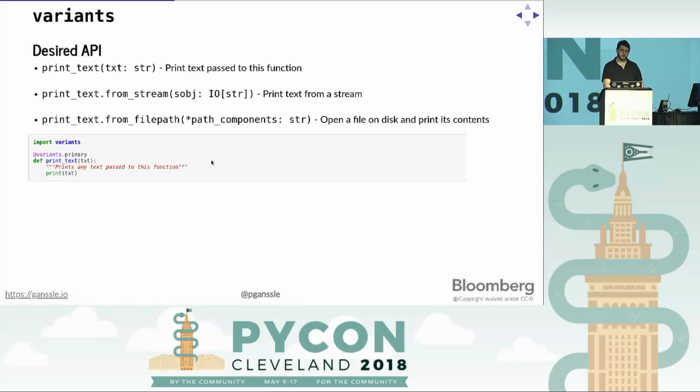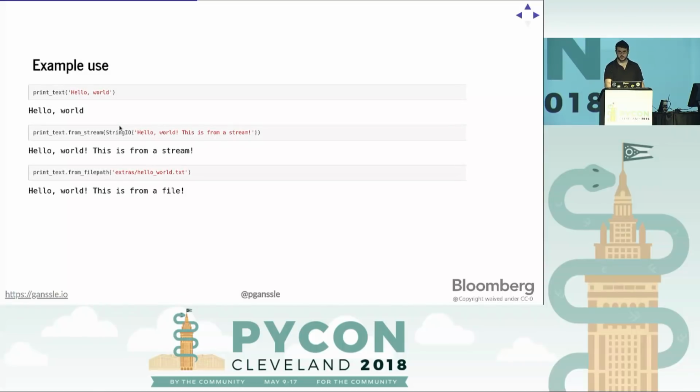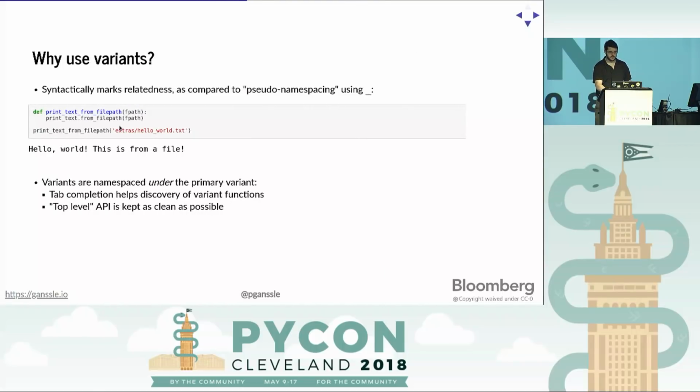So you would decorate your primary function with the variance.primary decorator. Then sort of like how the property decorator works, this allows you to register additional variant forms. So here I've registered the stream, and then I've also registered a from file path. And you'll note that from file path is implemented in terms of from stream, and from stream is implemented in terms of the primary. And this works essentially as you would expect it to.